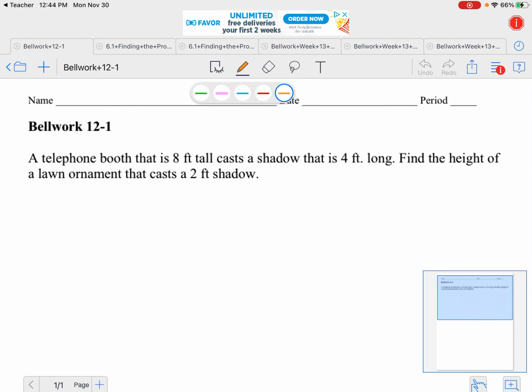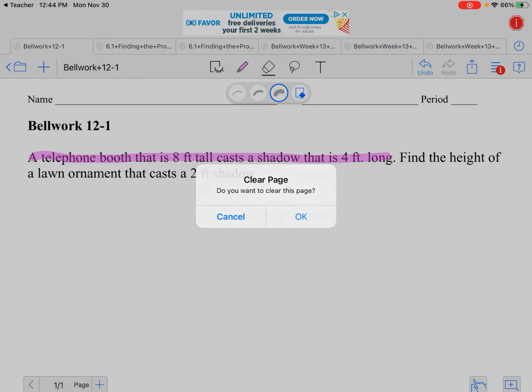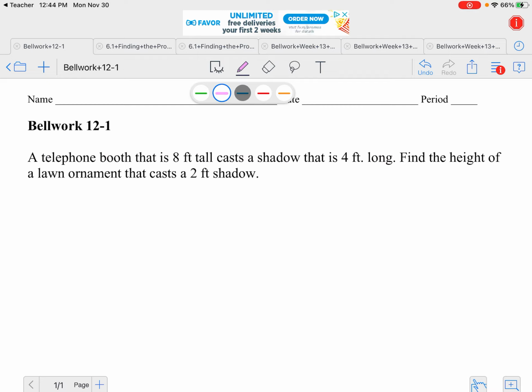Today's spell work is a proportion question. It says a telephone booth that's 8 foot tall casts a shadow that's 4 feet long. So what we want to do is look at the two parts of the telephone booth. It is 8 feet tall, and then its shadow is 4 feet long.